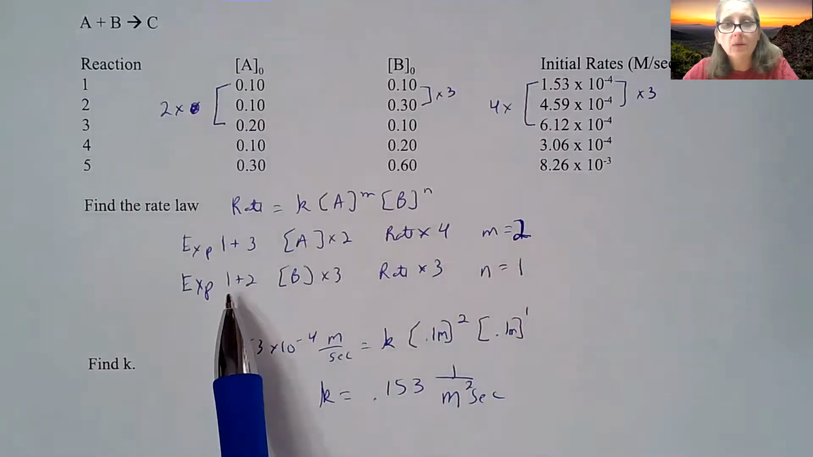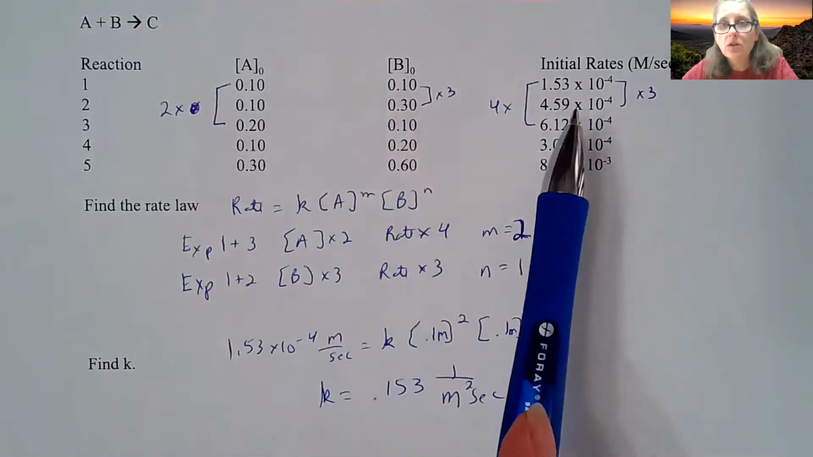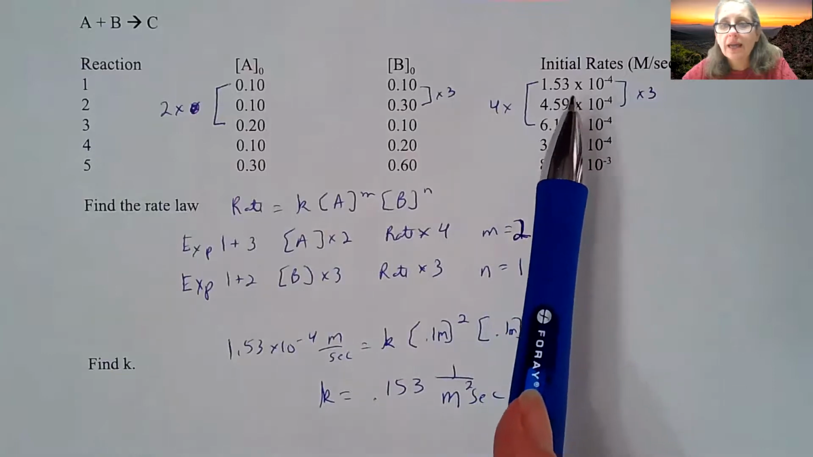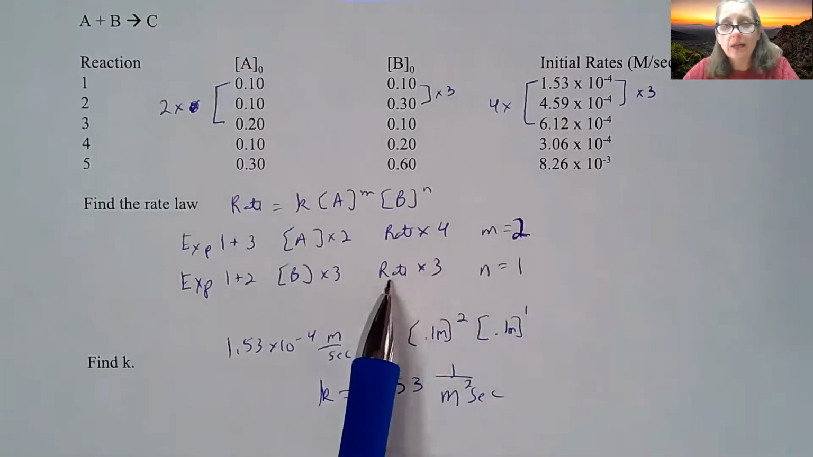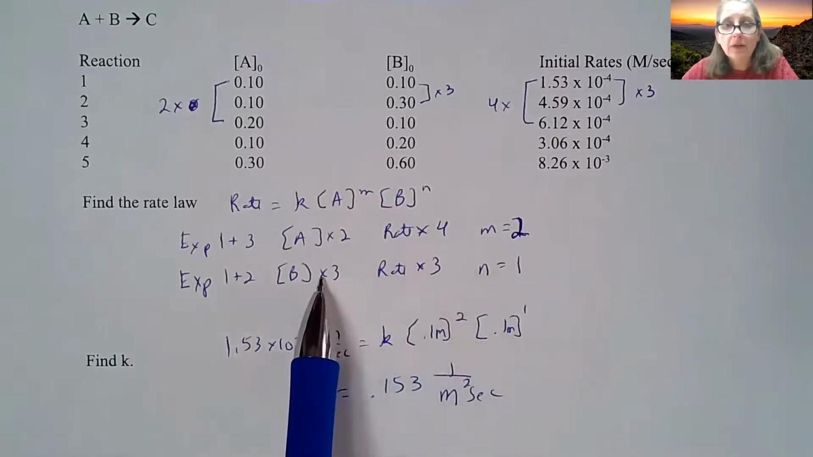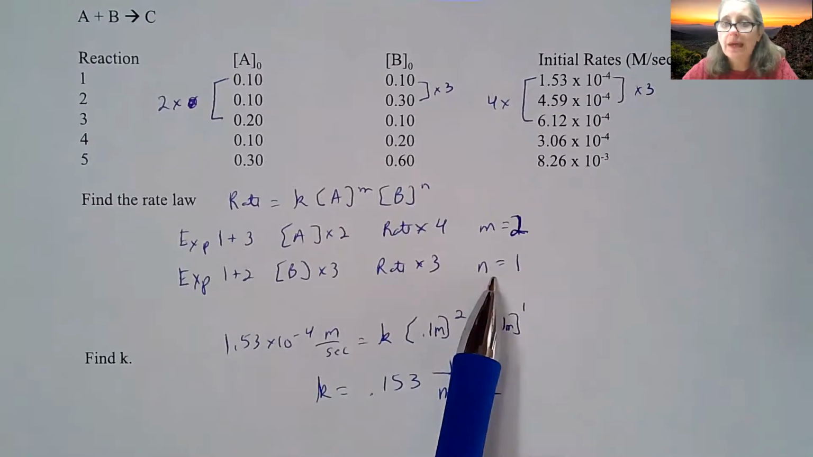I look at experiment 1 and 2 where A is staying the same and B is tripling. So then I look at the rate. Again, if you need to write this out and divide it out, go for it, okay? But the rate is tripling. So whatever I did to concentration is what's happening to the rate. That must be a first order reaction.